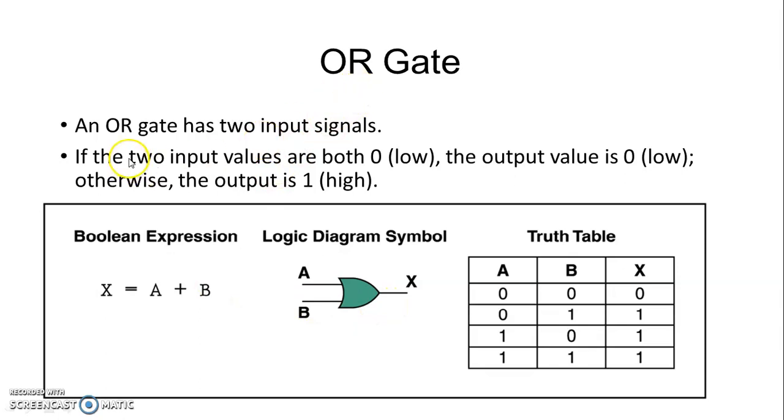OR gate. An OR gate has two input signals. If the input values are both low, the output value is also low, otherwise the output is high. Here is the Boolean expression for OR gate, that is x equal to a plus b. OR gate is denoted by plus sign. Here is the logic diagram symbol for OR gate and its truth table, that is a, b and x, where a and b are input and x is the output. As I said, if both the input values are low, that is 0, the output value is also low, otherwise they are high.